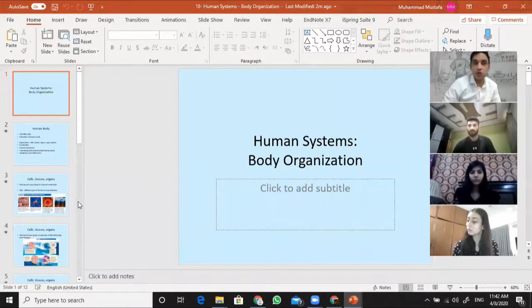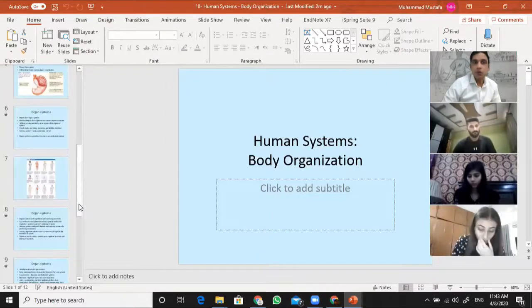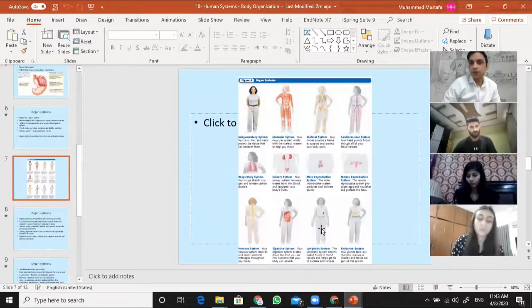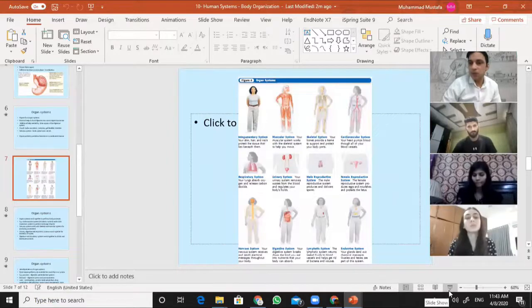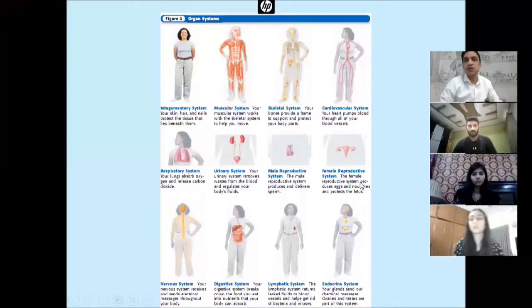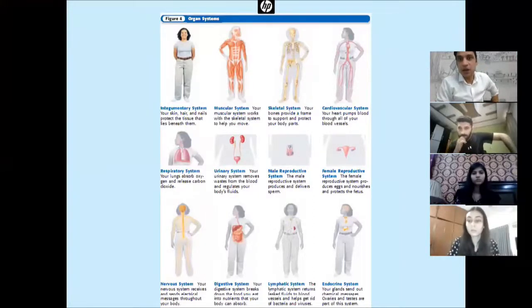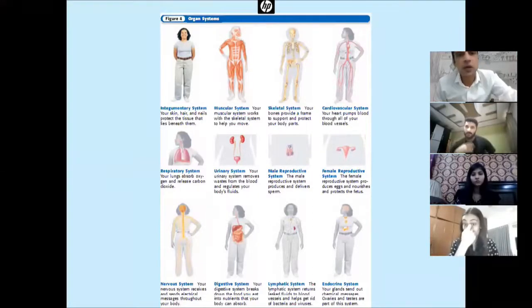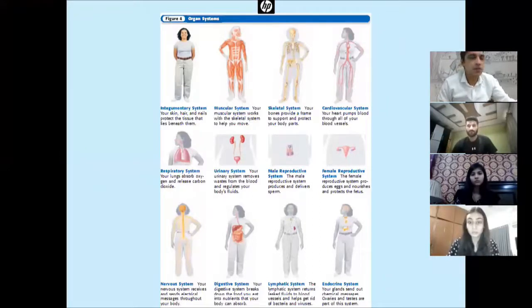I tried to introduce you to the presence of different organ systems in our body, how they are connected, and how together they create the complexity which is required for human existence. So there are many human systems present in our bodies, which are working together to keep us alive.